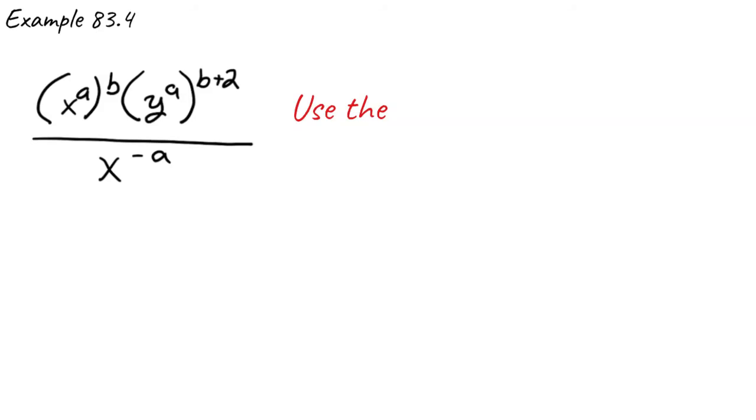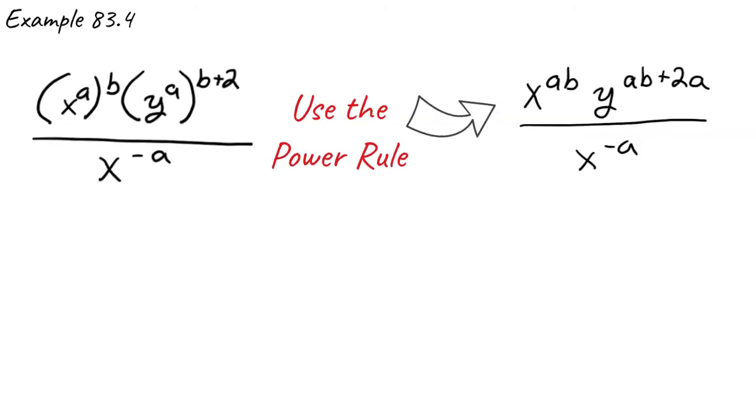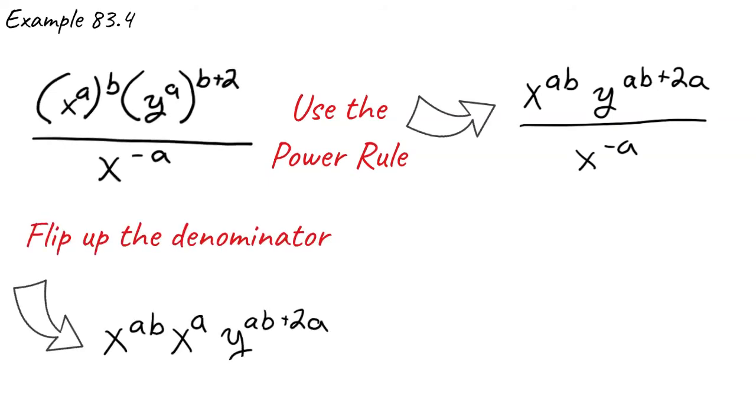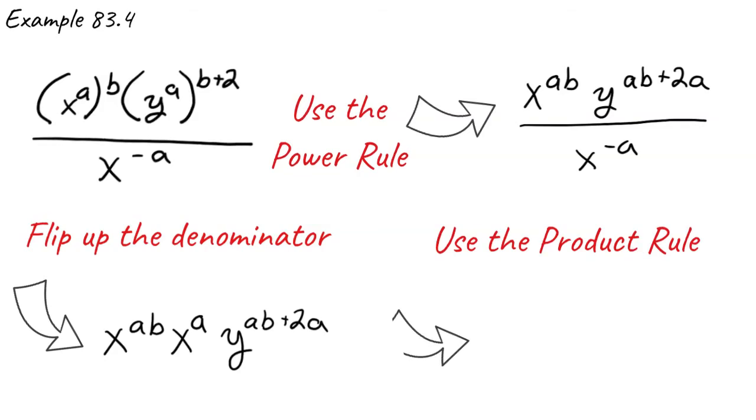In 83.4, we have another fractional problem, and we're going to use the power rule to get rid of those parentheses. That gives us x to the ab and y to the ab plus 2a. Then we're going to get rid of that denominator by flipping it up and changing it to a positive x to the a. And we're going to use the product rule for those two x terms and get x to the ab plus a and y to the ab plus 2a.